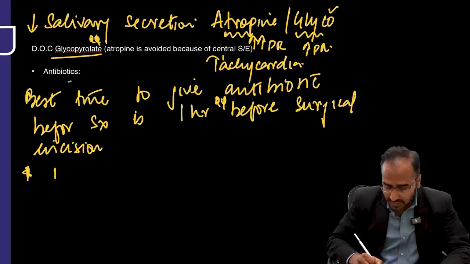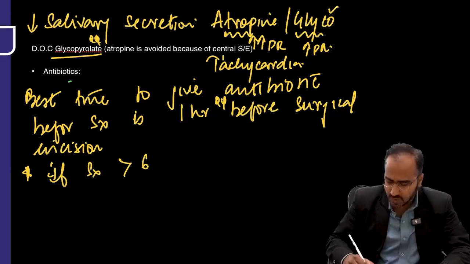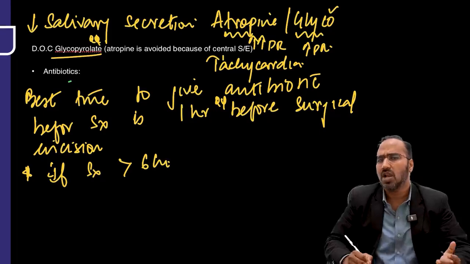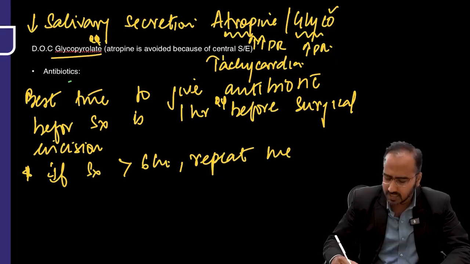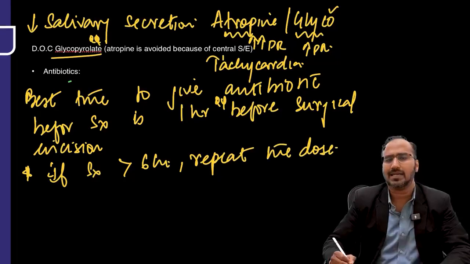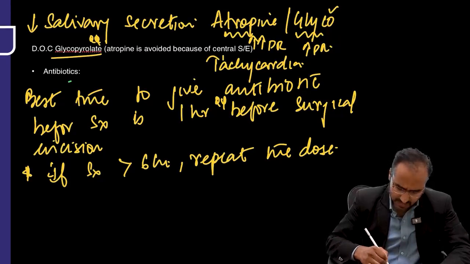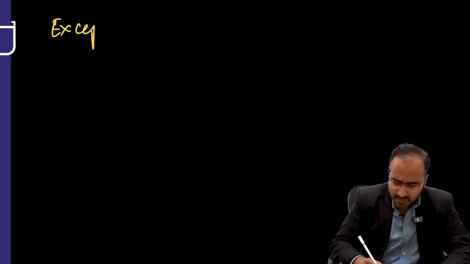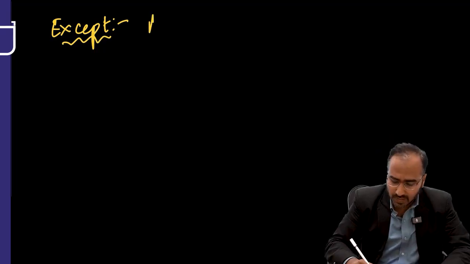If the surgery lasted for more than 6 hours, such as Whipple's procedure, a long duration surgery, then you have to repeat the dose. In that circumstance, you have to repeat the dose of antibiotic. Almost all antibiotics can be safely given before anesthesia, except what two antibiotics which are not given?